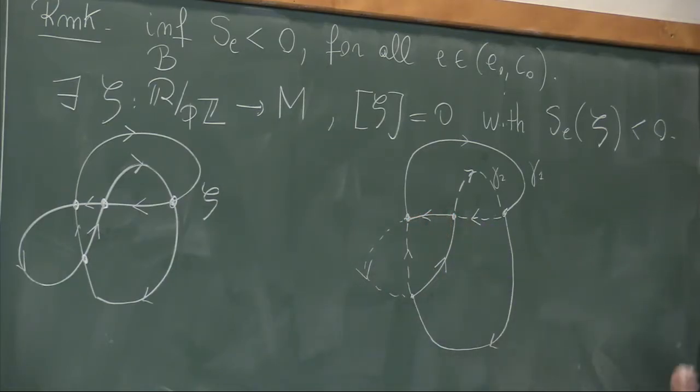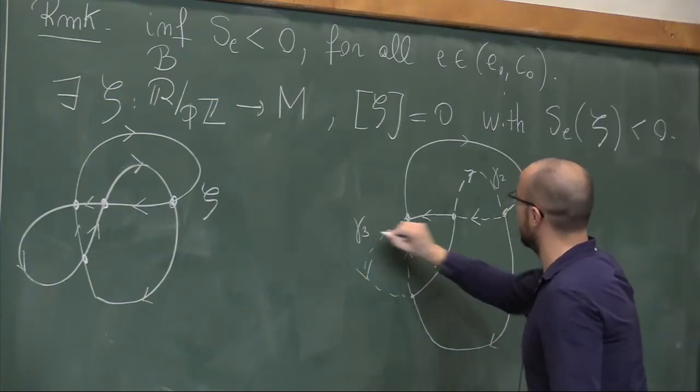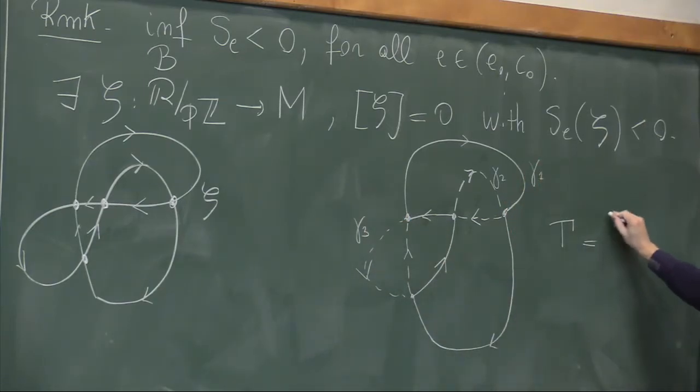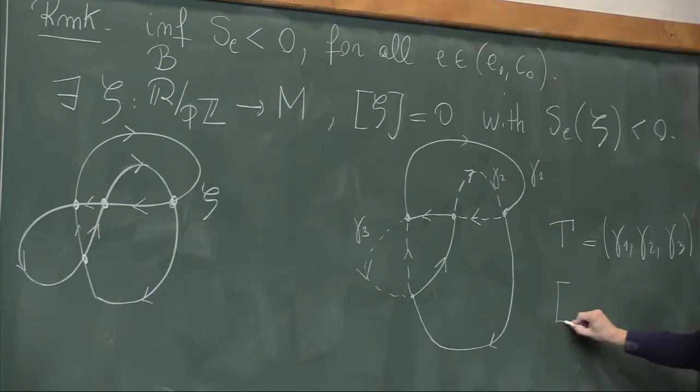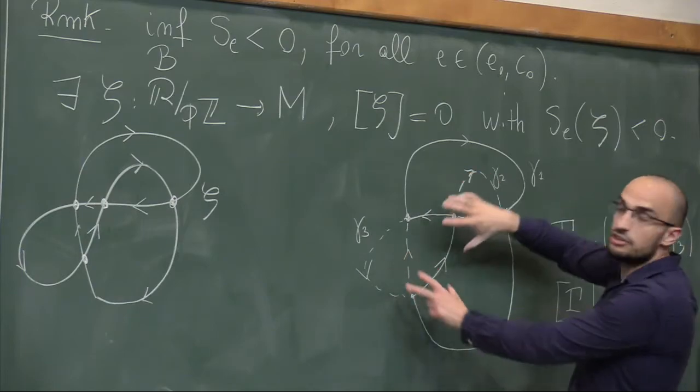Okay? So this process will eventually stop, and what we get is a multi-curve, which is still null-homologous. Let's call it capital gamma. So capital gamma is, in this case, a collection of three curves, but in general, it could be more. So what we have is that gamma is null-homologous in any case, because it's obtained by zeta, which is null-homologous. And also, what are the intersection points of gamma? We only have tangencies here.